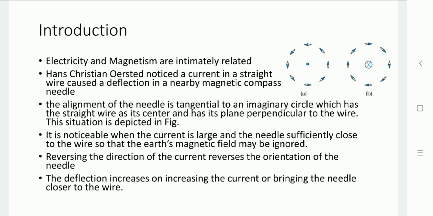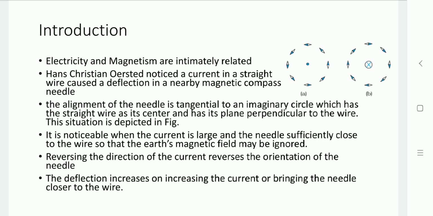The magnetic field exists only when current is flowing through the wire. If the current is very large, or if the needle is closer to the wire, then a strong magnetic field effect is present. In that case, Earth's magnetic field can be ignored.